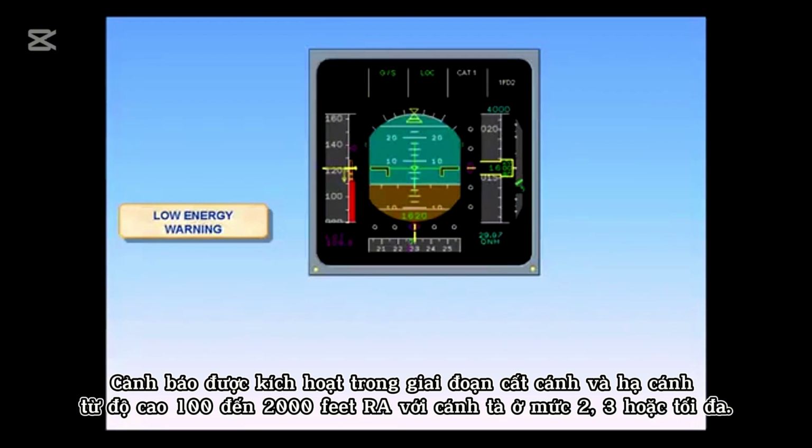The warning is armed on both departure and arrival between 100 feet and 2,000 feet RA with flaps at 2, 3, or full.